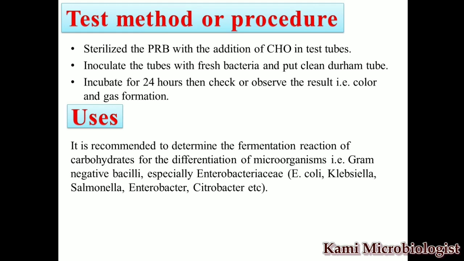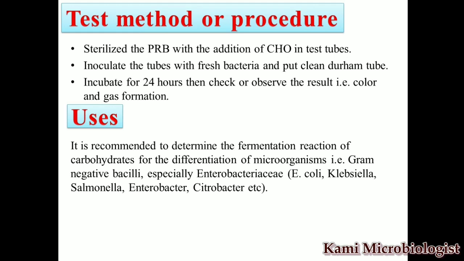If we talk about the test method or procedure, it's very simple. First of all, you need to sterilize the phenol red broth with the addition of the carbohydrate. Once the sterilization is done, you put this broth into the test tubes, and then you put in clean sterilized Durham tubes, and then you inoculate your fresh bacteria. After that, you incubate the tubes for 24 hours, and after the 24-hour incubation, you check the results. For the result, you check the color as well as the gas formation.